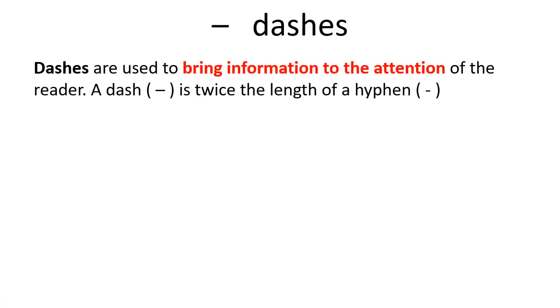Dashes. Dashes are used to bring information to the attention of the reader. Now, this is different to brackets. Brackets are only to add extra data, just some extra fact. But we use dashes when it is something shocking, surprising, or we want the reader to notice this extra piece of information. So it's really to grab the reader's attention. That's why we use dashes. Okay?